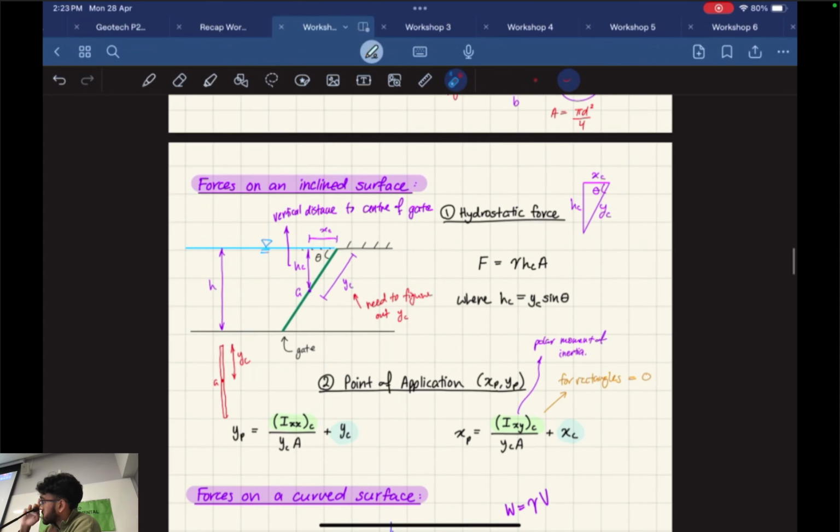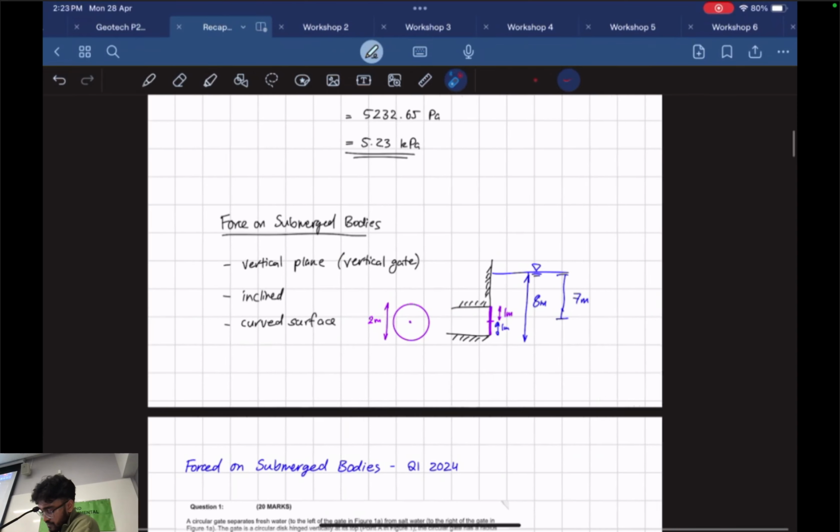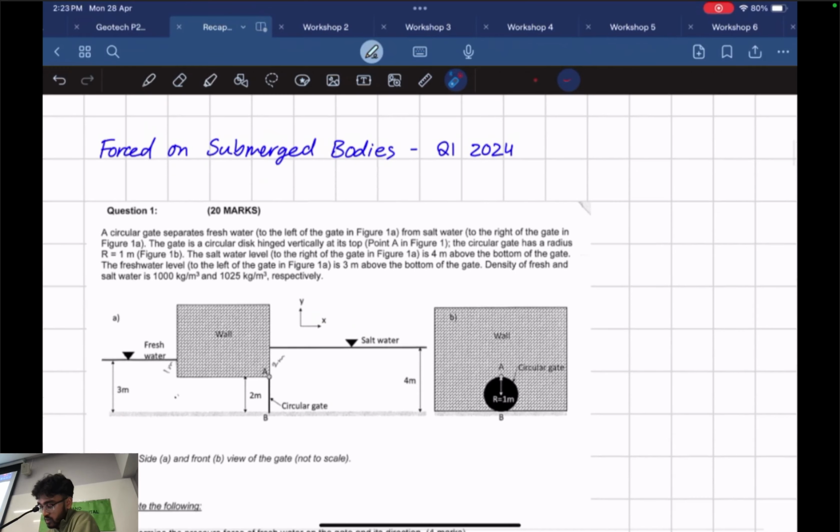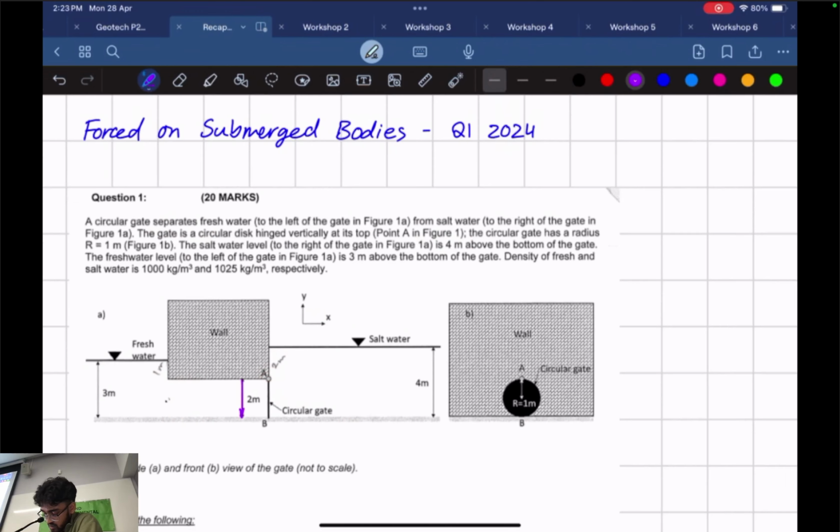I'm going to quickly cover the question first, then I'll go through a bit of curved surfaces. This is a question from last year's paper, question 1. Let's quickly read through it. A circular gate separates fresh water, which is to the left over here, from salt water, which is on the right. The gate is a circular disc hinged vertically at the top, so there's a hinge at the top, and it has a radius of 1 meter. That means our diameter is 2 meters, which they've already said here.